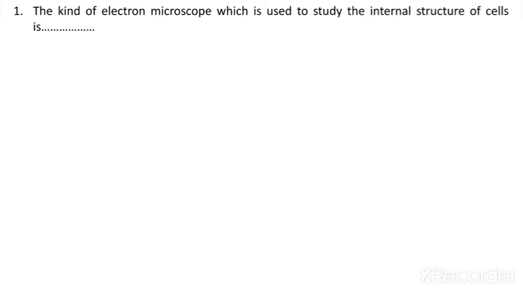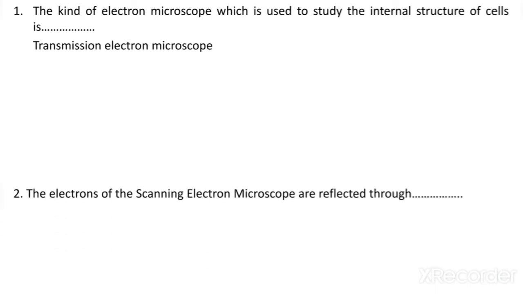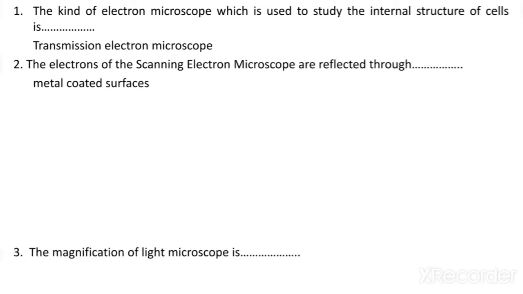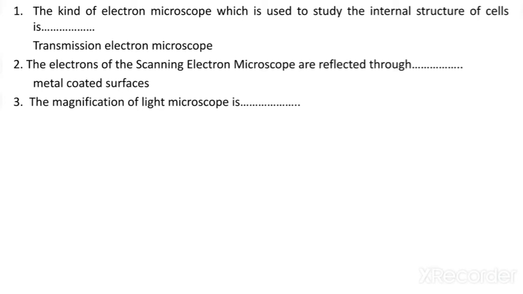So the kind of electron microscope which is used to study the internal structure of cells is what? Transmission electron microscopy is used to understand the internal structure of cells. The electrons of the scanning electron microscope are reflected through what? They are reflected through metal coated surfaces. The magnification of a light microscope is how much?